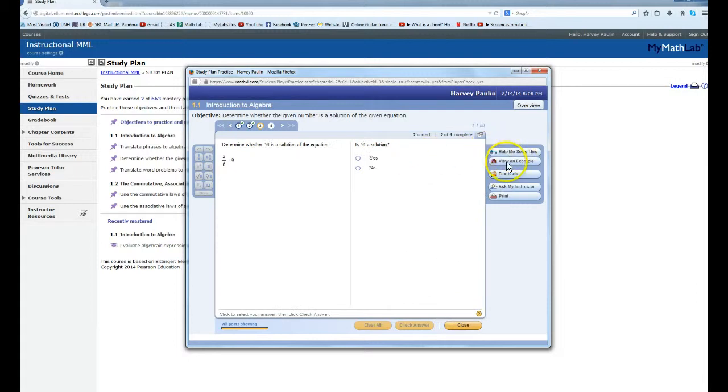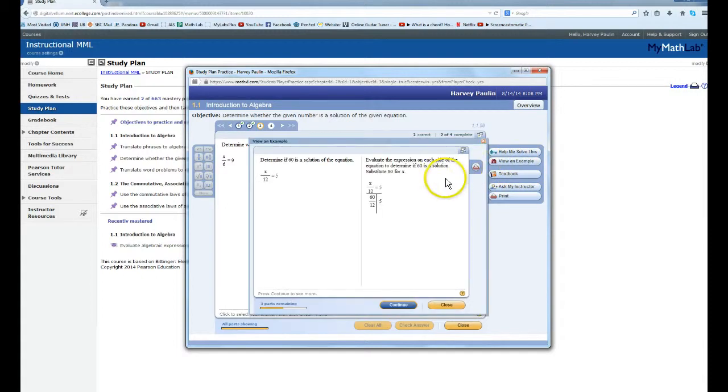Now, what's the difference with the next one? Well, if I said view an example, and I'll click on that, it's going to show you that 60 is already put there. I didn't have to enter anything. It takes me through a complete solution.